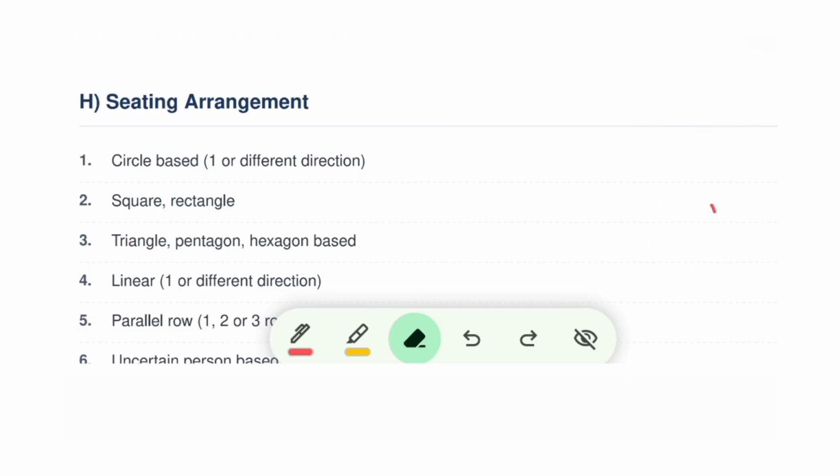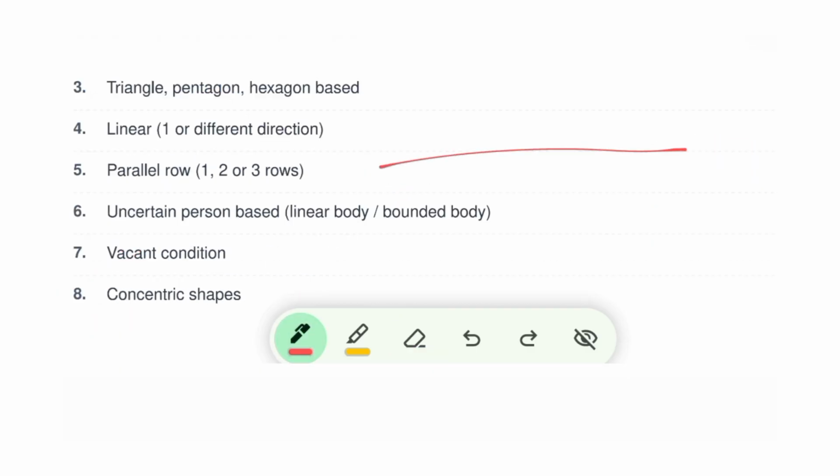Then next is the sixth one. Sixth is uncertain persons, where there can be a linear body like persons sitting in a row, but we don't know exactly how many persons are there. We solve according to the passage, and sometimes it is uncertain, like one end is defined and the other end is not. It can be around a bounded body, like around a circle some persons are sitting, but it is not definite how many persons are there.